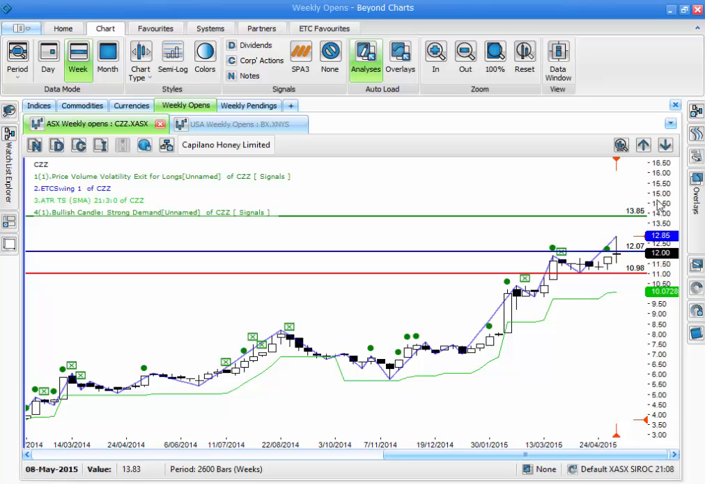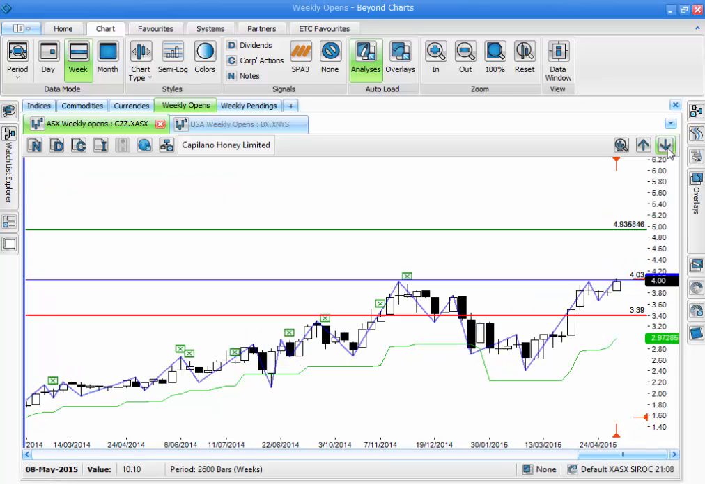That's for those of you who choose to scale out, but again just remember that all we're going to be doing is waiting for our 3 ATR trailing stop, which is this green line down the bottom, to move up to our initial stop. When it does, we're just going to follow that trailing stop until price closes below that trailing stop level, and then we're out. So that's Capilano Honey. That was one that triggered.